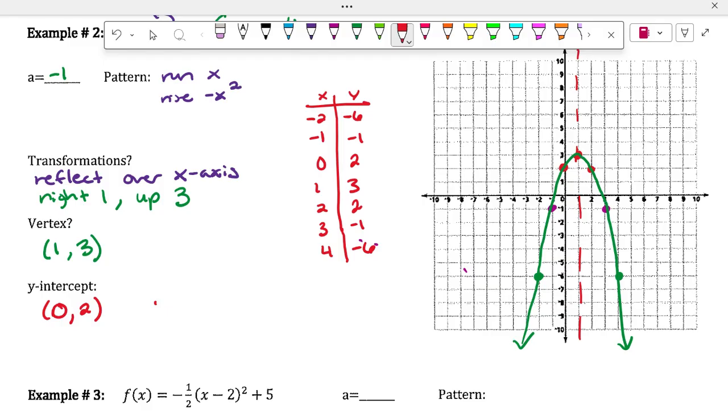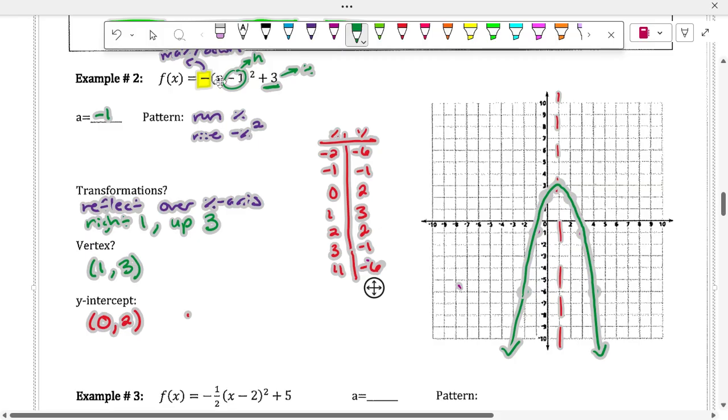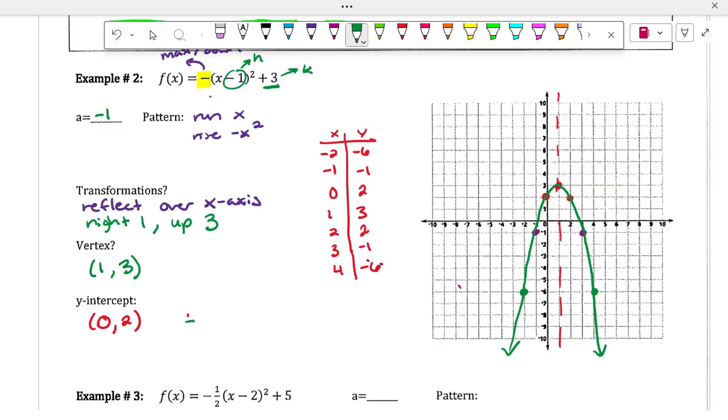Now, just to double check, if we did this by hand, I could also find the y-intercept by replacing this x up here in my original function with 0. Because remember, for y-intercept, x is always 0. So if I do negative (0 minus 1) squared plus 3. What's 0 minus 1? What's negative 1 squared? Times a negative. So I got negative 1 plus 3. Is that not 2? Yeah.